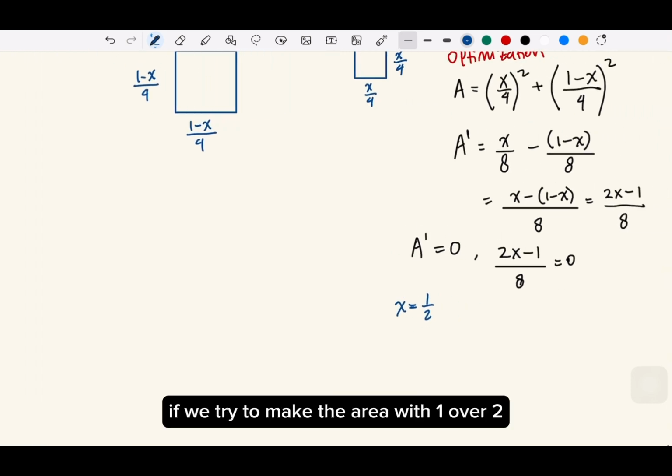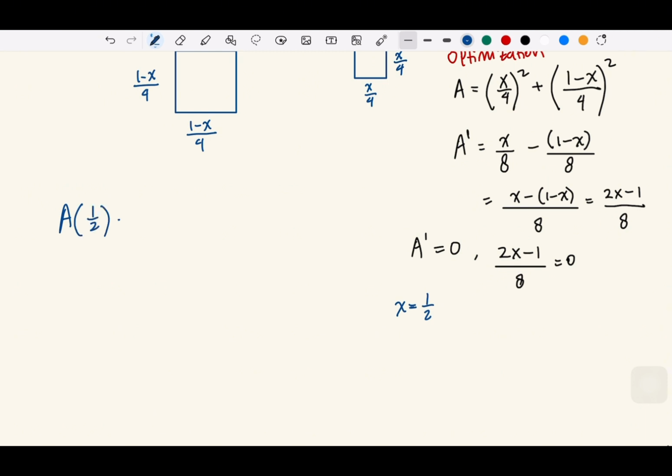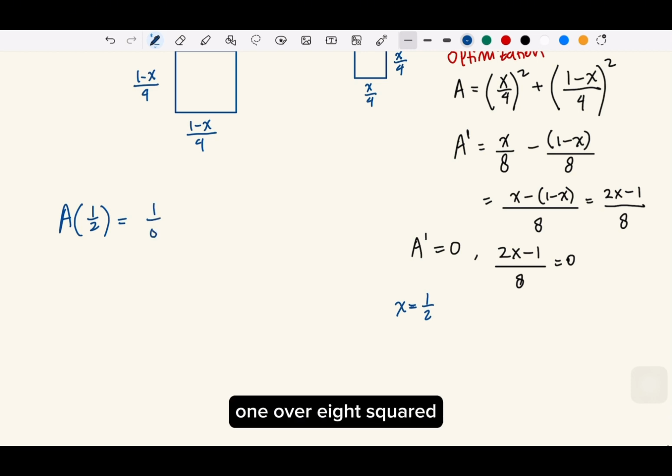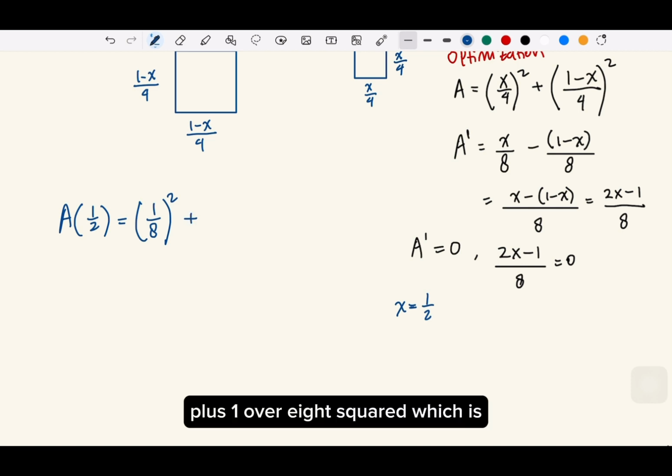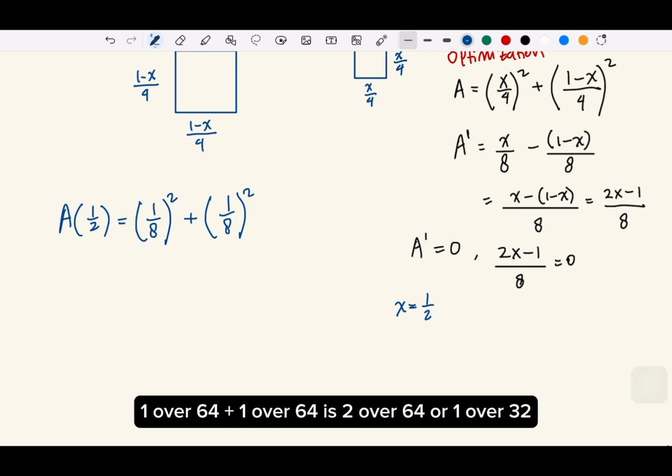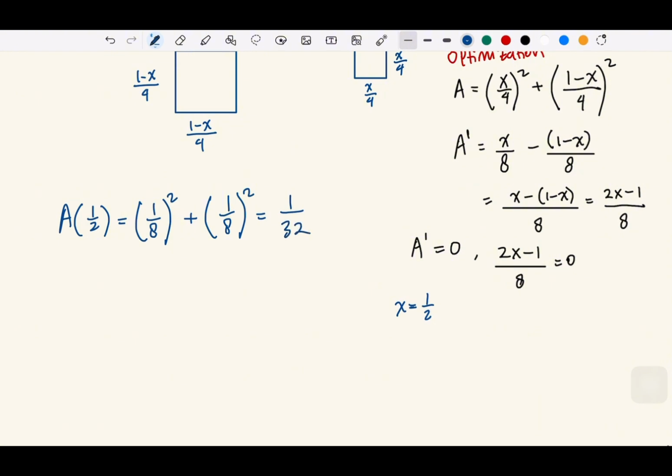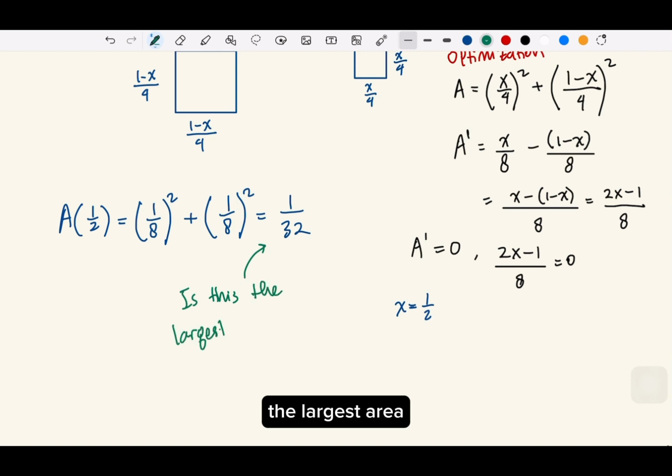If we try to make the area with 1 over 2, this will be 1 over 8, right? 1 over 8 squared plus 1 over 8 squared, which is 1 over 64 plus 1 over 64, is 2 over 64 or 1 over 32. Question is, is this the largest area?